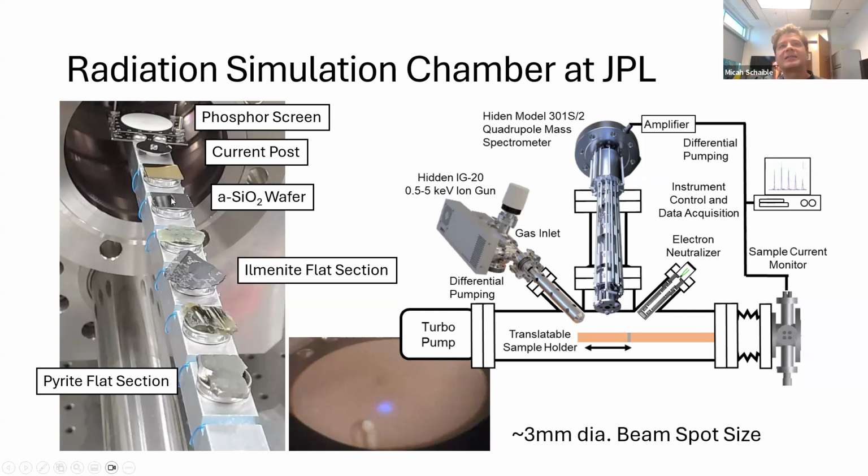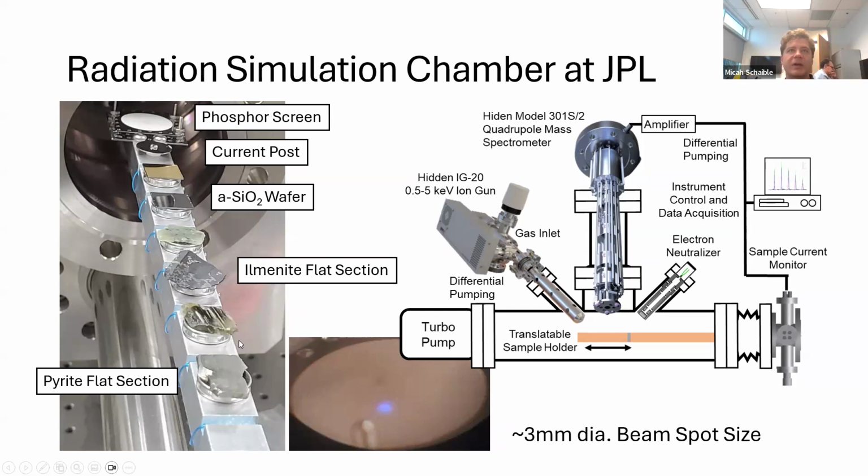What that implies is that the amorphous SiO2, the ilmenite, and the pyrite were all conductive enough to maintain surface neutrality, whereas the olivine and the anorthite samples charged up their surfaces due to the impacting ions, and we weren't able to get any signal from those.